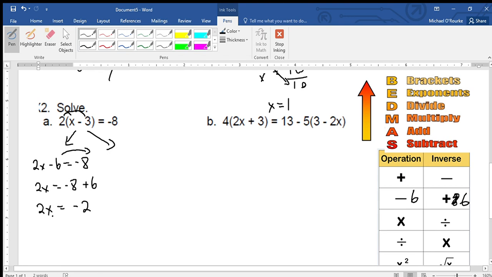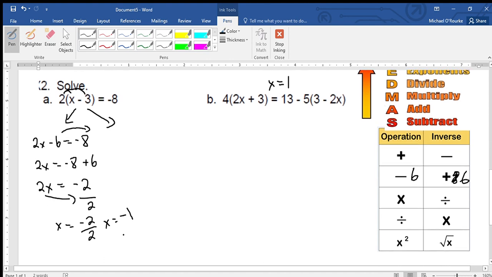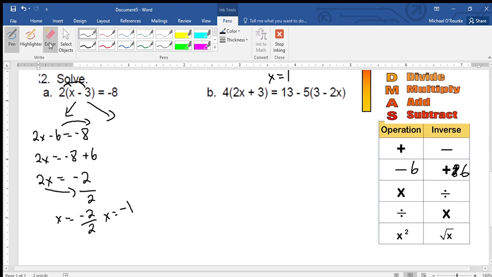I'm here with my coefficient and variable. So I'm going to move that over. And it's going to become a divide. So x equals negative 2 divided by 2. X equals negative 1. Okay. I'm actually going to erase that last line and put it under. So that's one way to do it.